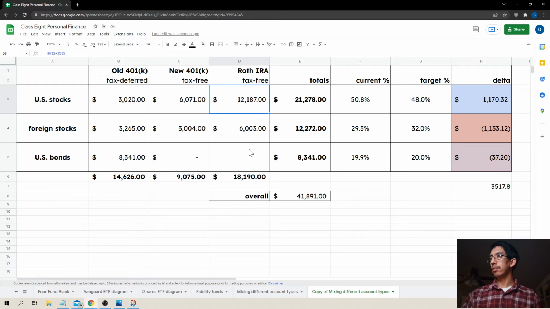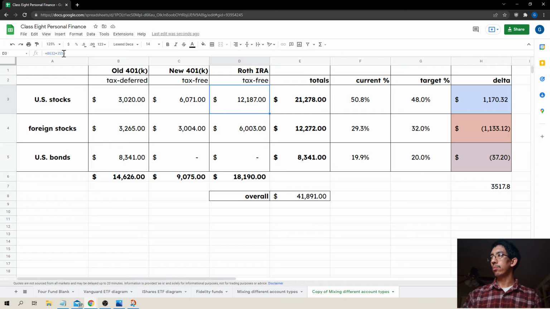Okay, so $12,187 now in US stocks, and now we've cleared out the US bond allocation. I'm going to put a 0 here just so we have that dash there to keep the format consistent. Now, we have a surplus. We have $1,170.32 in here. We need to transfer that over. So, yeah, okay.